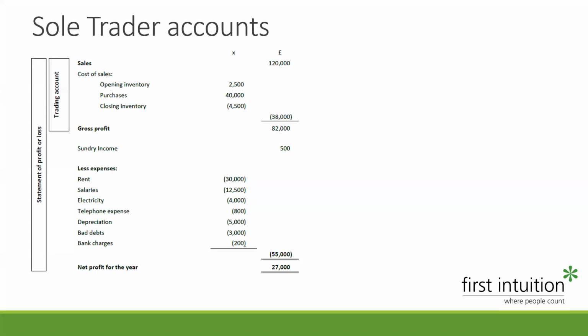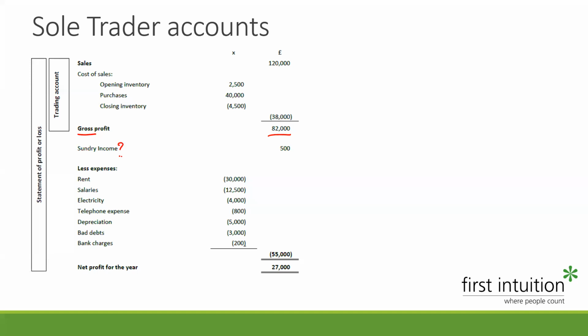Straightforward at the top, sales, and then we've got our cost of sales. So the formula, which you will probably be aware of by now, is our opening inventory plus our purchases less our closing inventory. And then of course, that gives us our gross profit. One thing worth mentioning, which sometimes catches people out, is that we work out gross profit, and then we have this little tidbit here, sundry income, excuse me.